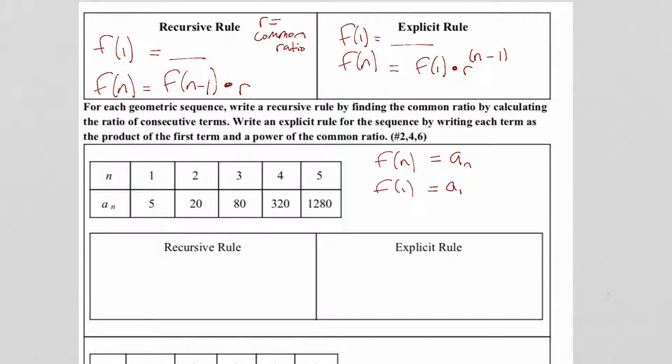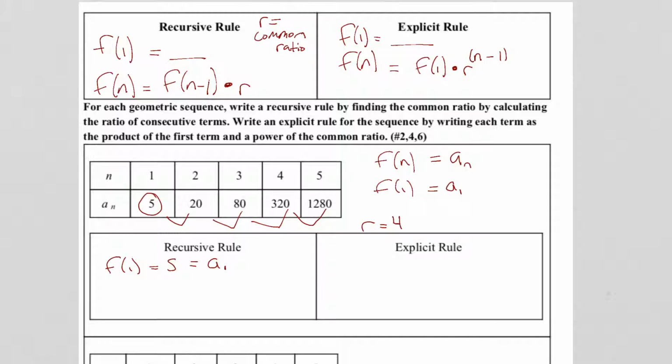So let's do an example here on this. We know, if you take 20 divided by 5, and 80 divided by 20, and 320 divided by 80, and 1280 divided by 320, you're going to get a common ratio, and that ratio is going to equal 4. And we know that f of 1 is equal to 5, right? It's the first number in the list of numbers, and we might also call that a sub 1, right? These are interchangeable, f of 1 and a sub 1. So I want you to recognize if you see a sub 1, it's the same as f of 1.